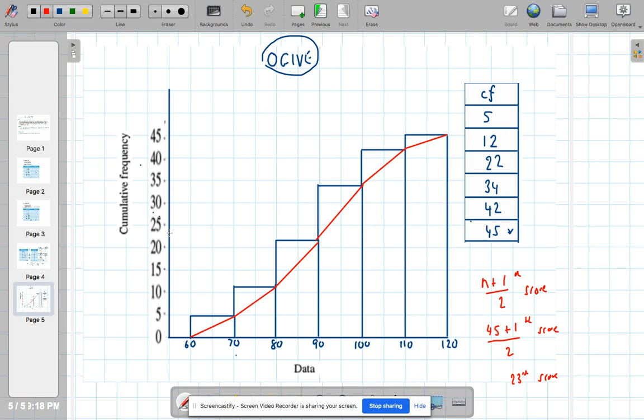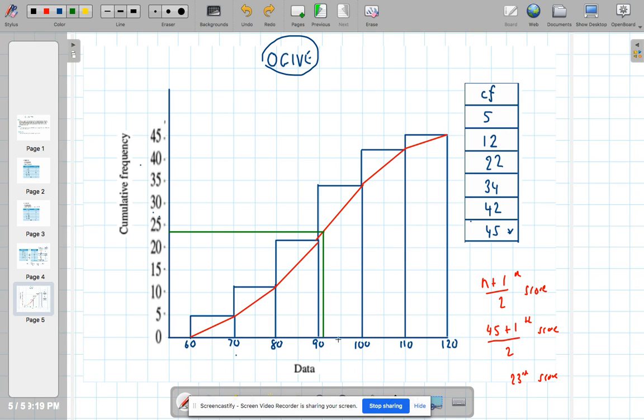So I go here to my axis and I locate 23. Let's go to a green pen so you can have a look at it. All right. So I go to my cumulative frequency and I go to 23. It's the 23rd score. Oops, hold on. I need the straight line. Just a minute. Here we go. 23. I go across till I hit the red line. I hit the red line there. And then I come down here. And ladies and gentlemen, that value there, okay, that is my median.